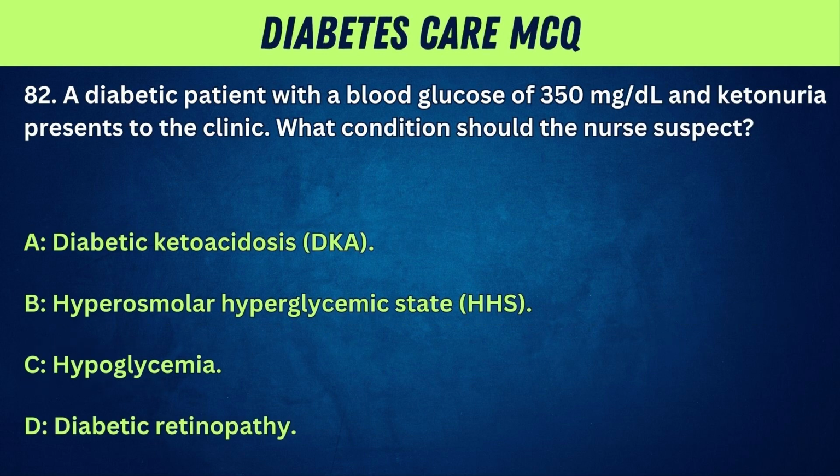82. A diabetic patient with a blood glucose of 350 milligrams per deciliter and ketonuria presents to the clinic. What condition should the nurse suspect? A. Diabetic ketoacidosis, DKA. B. Hyperosmolar hyperglycemic state, HHS. C. Hypoglycemia. D. Diabetic retinopathy. Answer. A. Diabetic ketoacidosis, DKA. Rationale: DKA is characterized by hyperglycemia, ketonuria, and dehydration. It typically occurs in type 1 diabetes and requires urgent medical treatment.